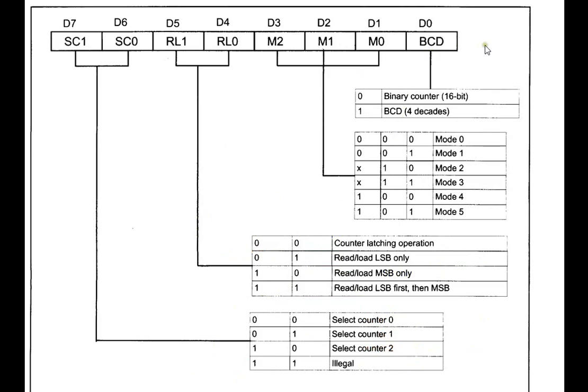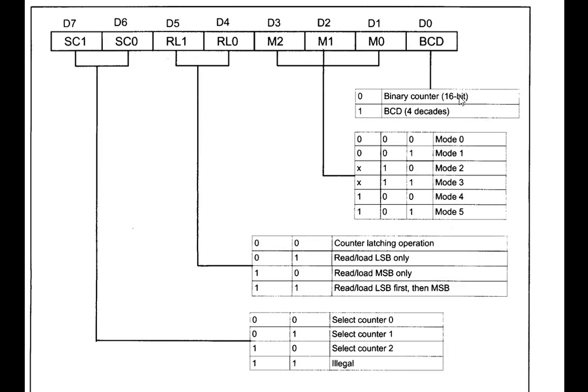From here we can see very clearly that if D0 is 0, then it will generate a binary counter of 16 bits. If it is 1, then it is BCD, which is 4 decades. M2, M1 and M0 are for the modes. If it is 0, 0, 0, then it is mode 0, then 1 is for mode 1, 2 is for mode 2, 3 is for mode 3, and mode 4 and mode 5.